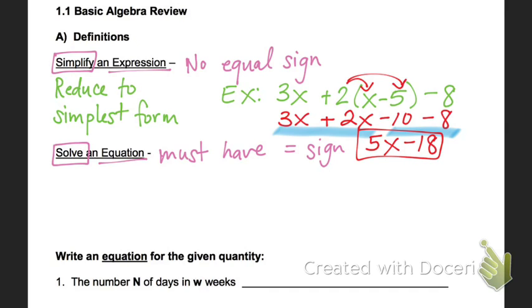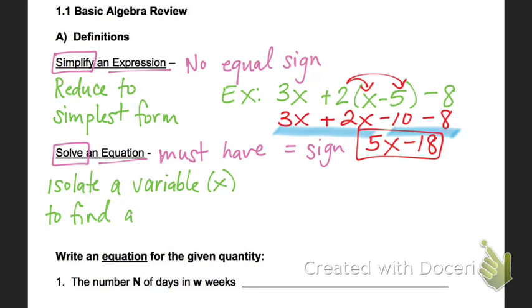So if I'm solving an equation, the entire goal is that you want to isolate a variable. What does the word variable mean? What's an example of a variable? X. Doesn't have to be x, but it's normally a letter. So you want to isolate a variable. So if I say solve for x, then I want to isolate that variable to find all possible solutions.